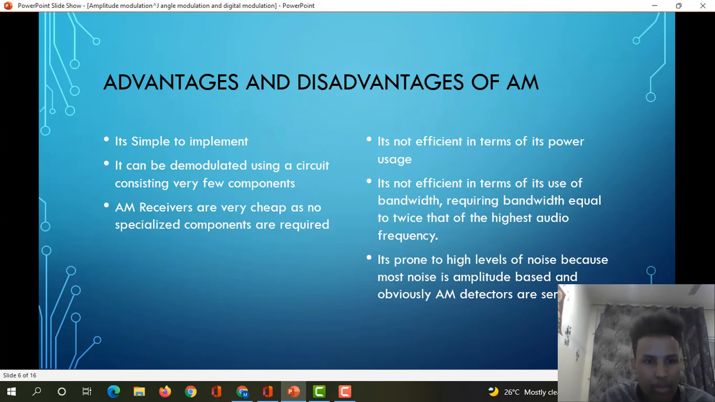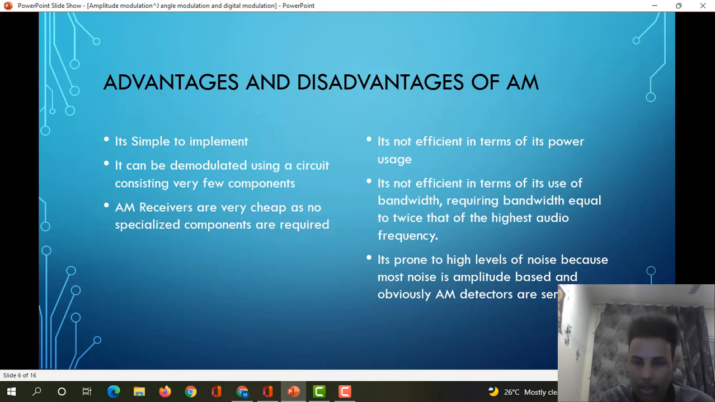Number one, it's simple to implement. It can be demodulated using a circuit consisting of very few components. Amplitude modulation receivers are very cheap as no specialized components are required.